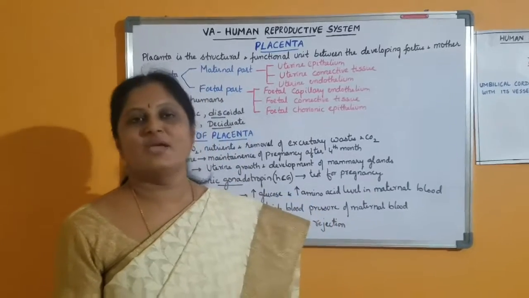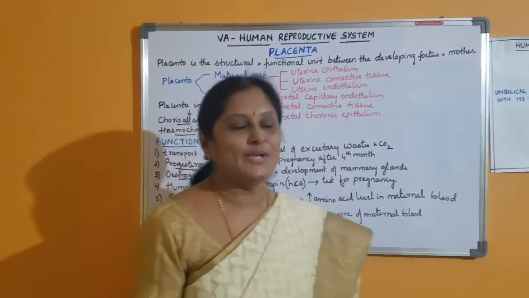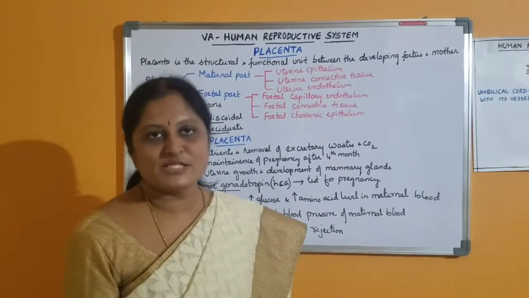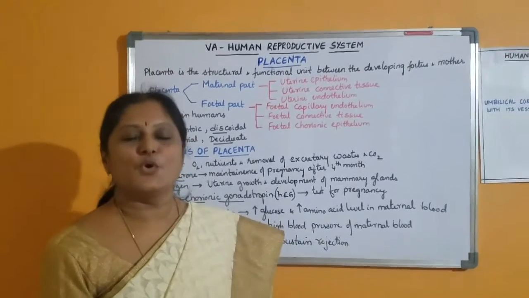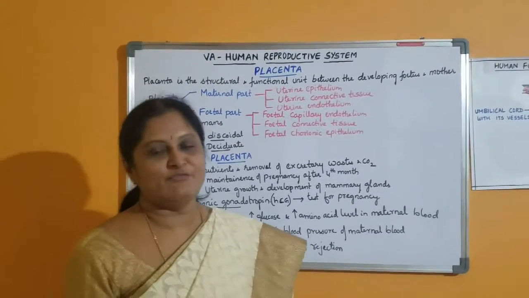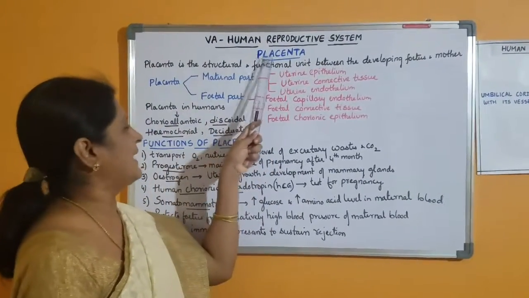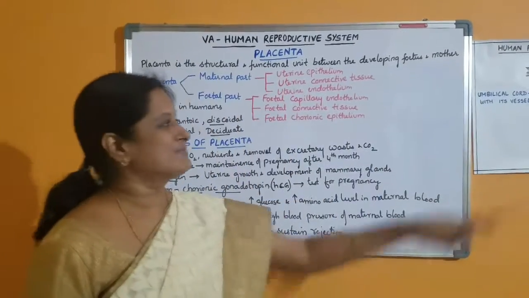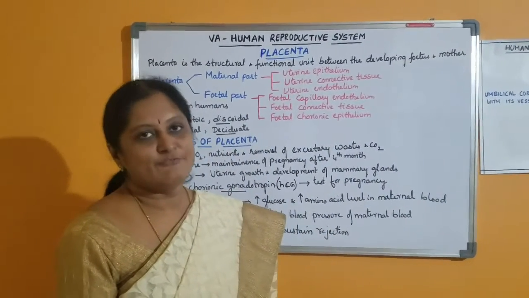In the last class we have studied organogenesis in human embryonic development, and today let us see placenta. After implantation, the trophoblast produces finger-like projections called chorionic villi. The chorionic villi and uterine endometrium are interdigitated with each other, and they form a structural and functional unit called placenta between the fetus and the mother. And this placenta prevents the mixing of maternal blood with the fetal blood.